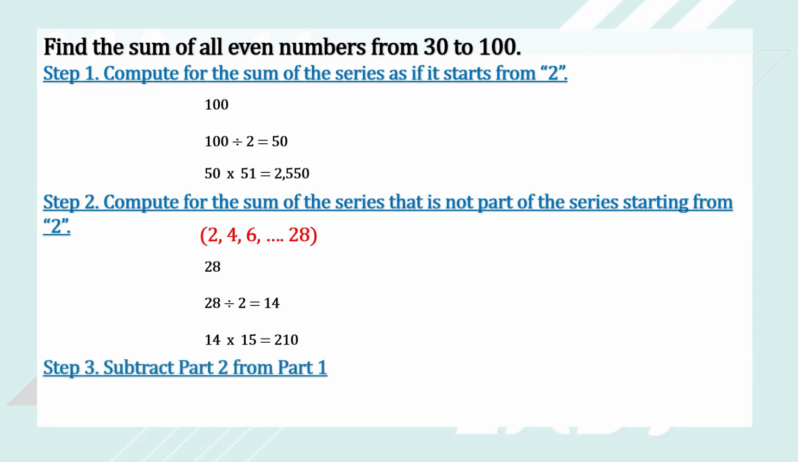So subtract part 2 from part 1. So 2,550 minus 210 is equal to 2,340.